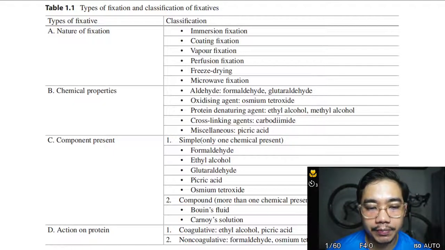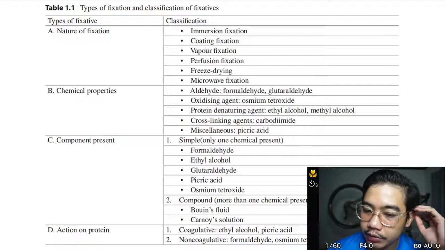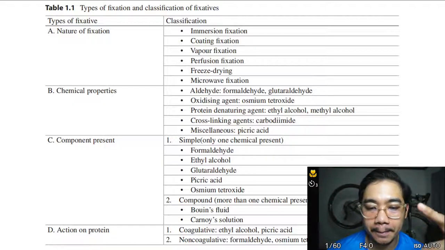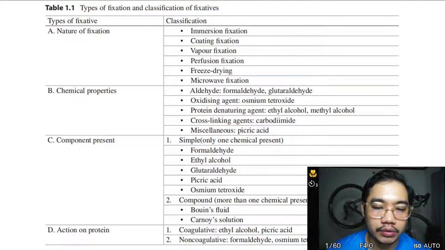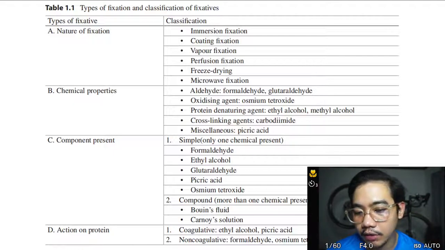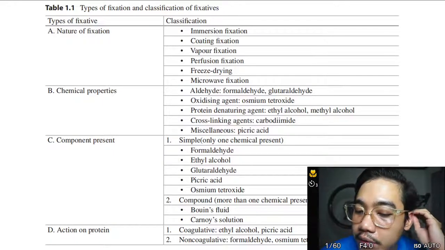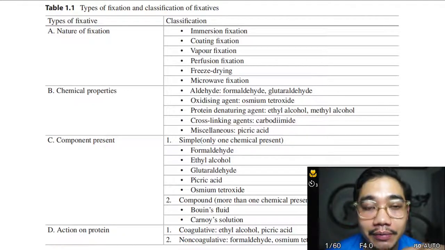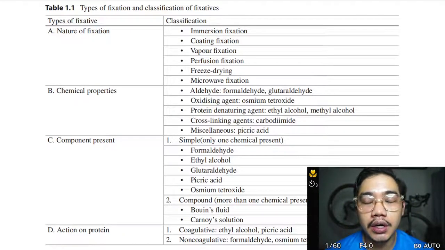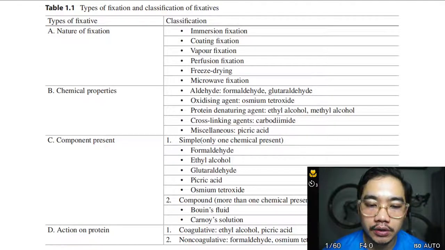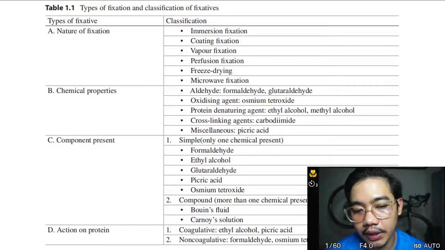Next, we have chemical properties. We have aldehydes, which are the most common: formaldehyde and glutaraldehyde. We have oxidizing agents, osmium tetroxide. Protein denaturing agents, our alcohols. Cross-linking agents, carbodiimide, and miscellaneous, picric acid. These last two, the cross-linking agents and the miscellaneous picric acid, I have not encountered yet. Maybe in the higher institutions, or abroad, there are, because they have their own benefits. Then we can have the components present.